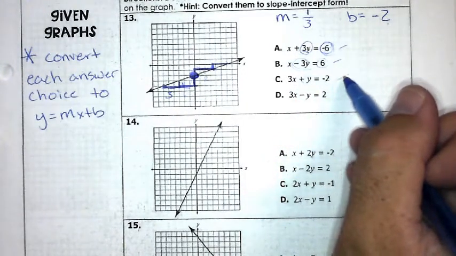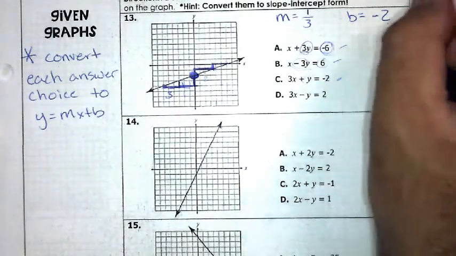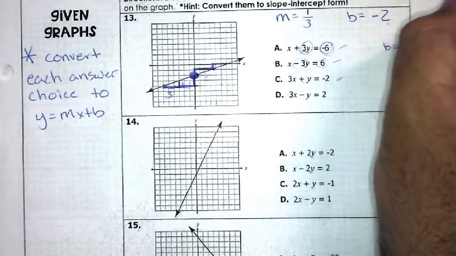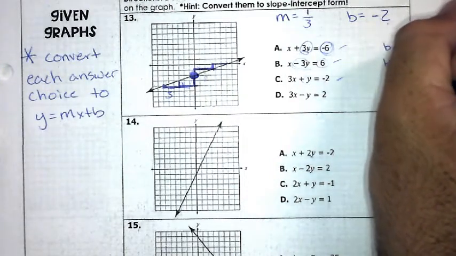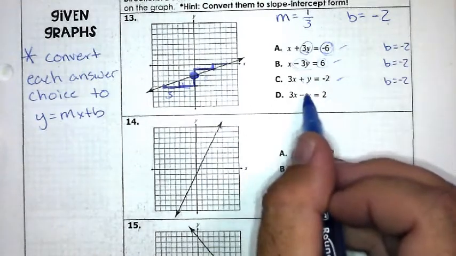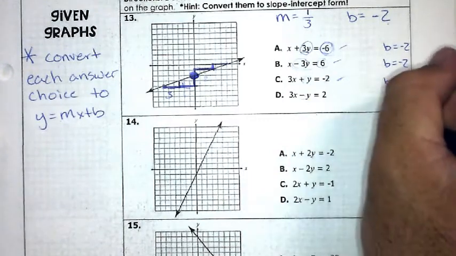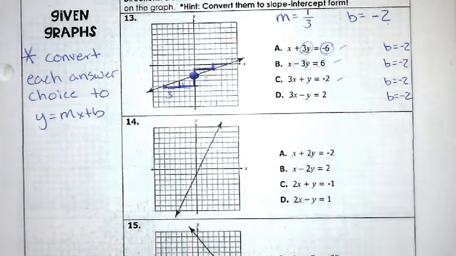This also has a b of -2. This also has a b of -2. Here, if I have 2 divided by -1, what do I get? So was I able to eliminate anything? Unfortunately, no. Okay, so now I need to go to the slopes.